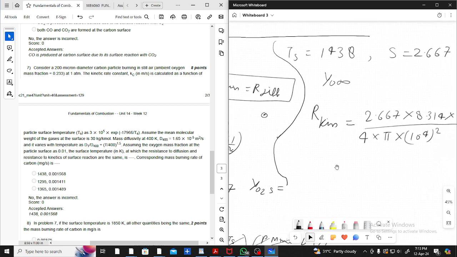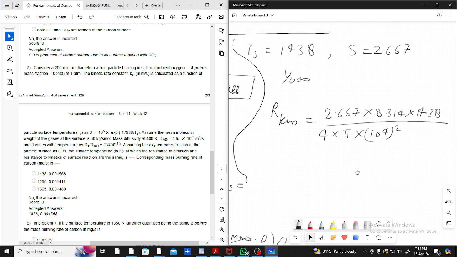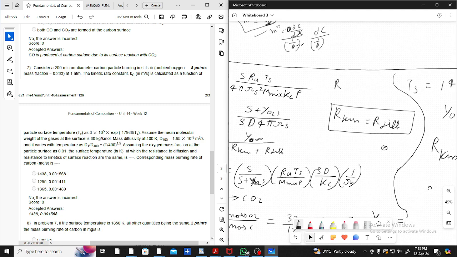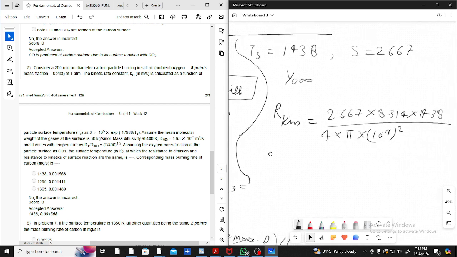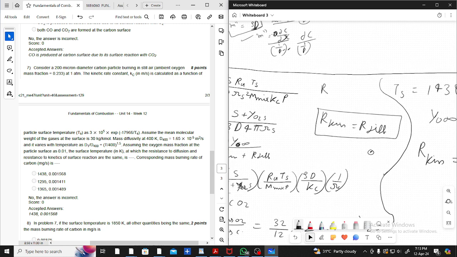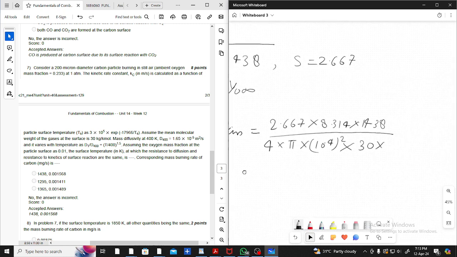What is the molecular weight of the mixture? Can you tell me what is the molecular weight of the mixture? Thirty kg per kilomole, the mean molecular weight of the gases. So the molecular weight is 30, right?